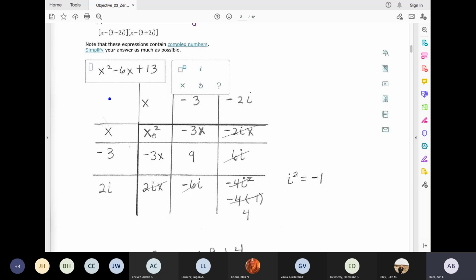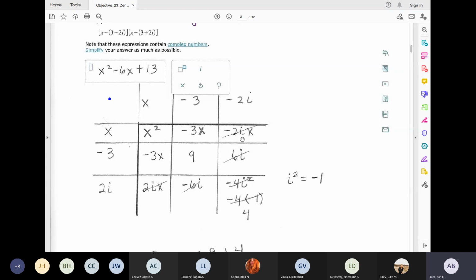So to find what goes in this first box here, we want to go straight over here and straight up here. So if we go straight over here, we get x. If we go straight up here, we get x. X times x is x squared. If we want to find out what goes in this box here, we go straight over and get x. We go straight up and get negative 3. So x times negative 3 is really negative 3x.